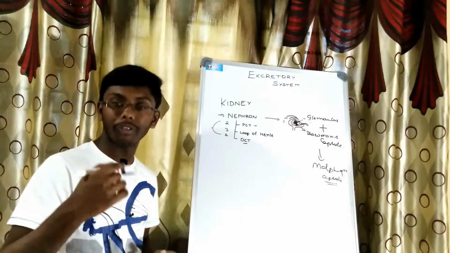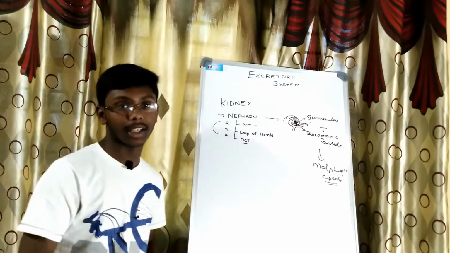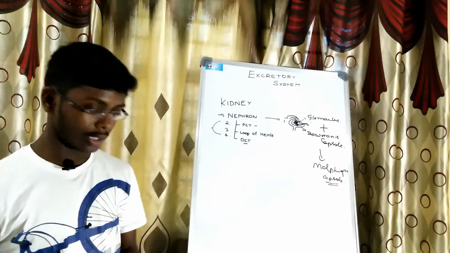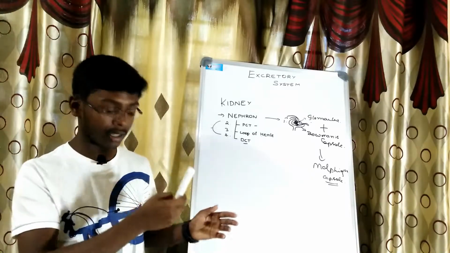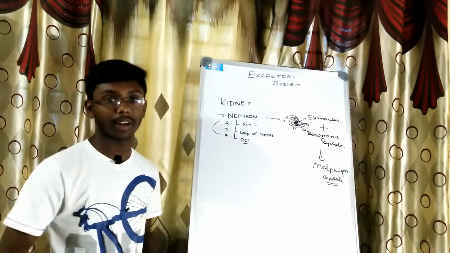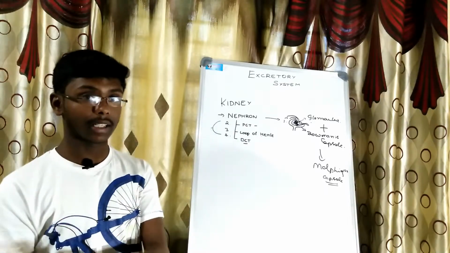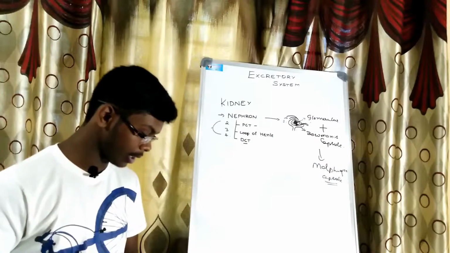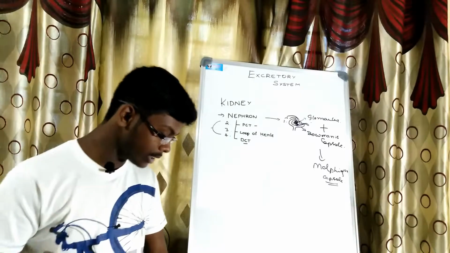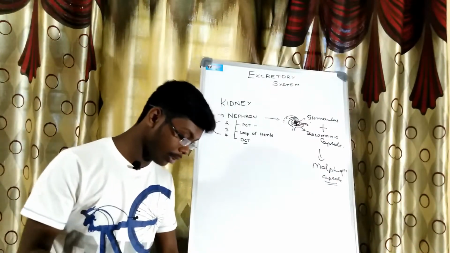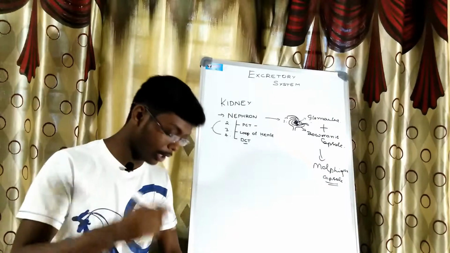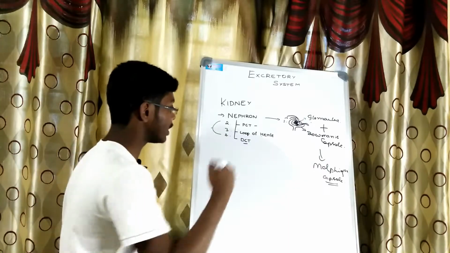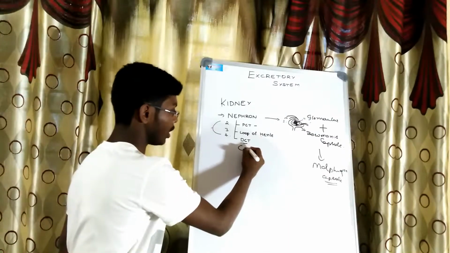And in the distal convoluted tubule there is tubular secretion. Some ions like potassium ions and some other components are secreted into the forming urine, which is collected in the collecting duct and expelled out from the body. A large number of foreign chemicals, including drugs like penicillin, are passed into the forming urine in the distal convoluted tubule. So tubular secretion occurs in the distal convoluted tubule, that is DCT.